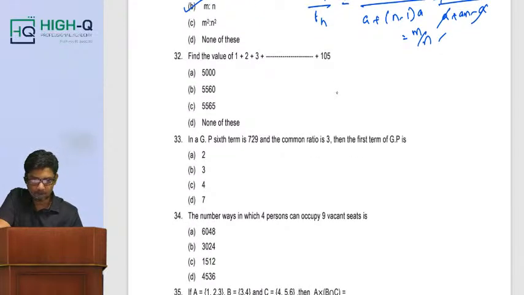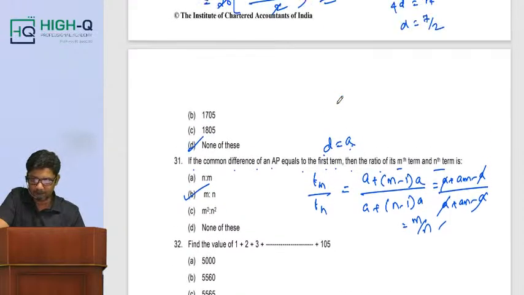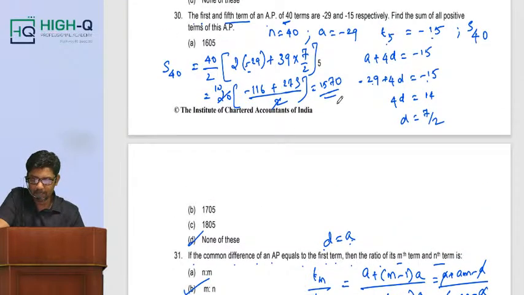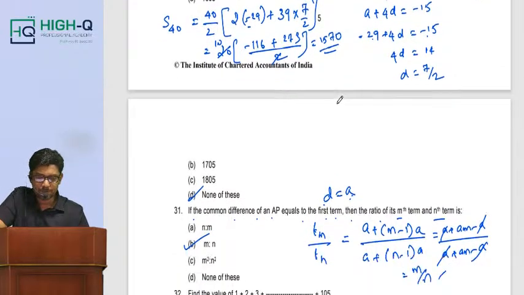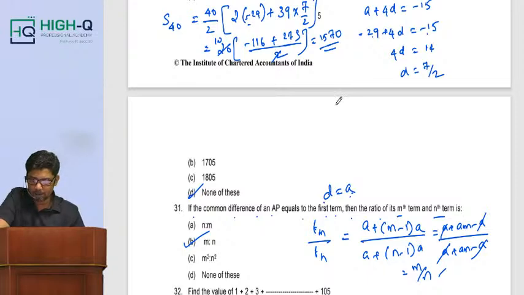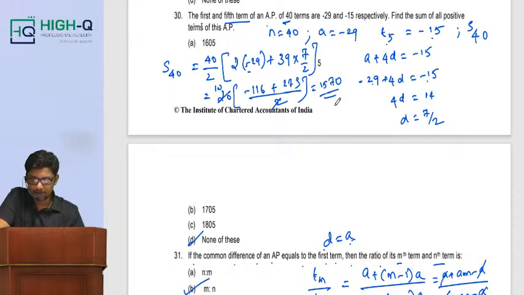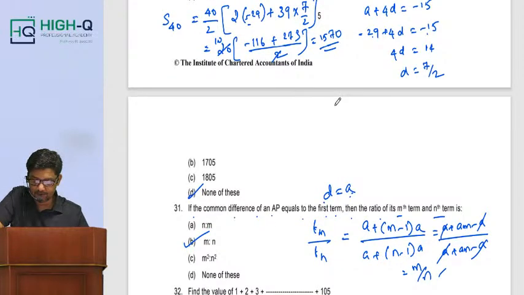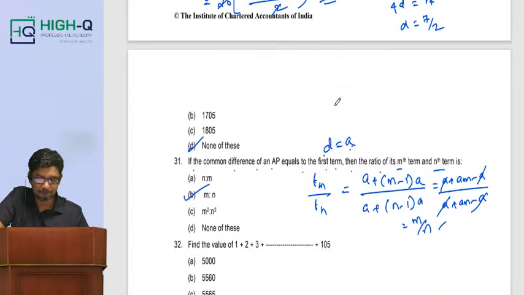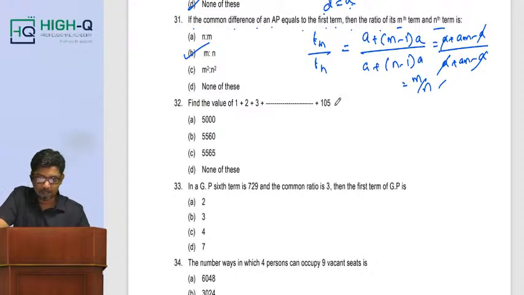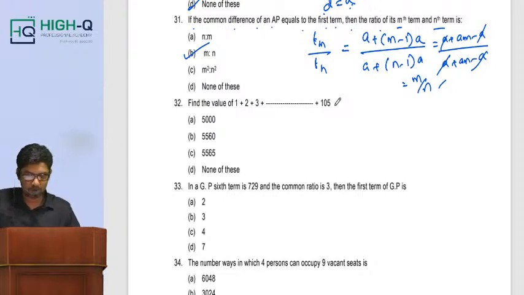Next one. Somebody gave 1705. Om Patel gave me 1705 for the previous sum. May I know how you got that 1705? I don't know how you got that. I think the rest of everyone is getting 1570. Okay. Can you please recheck, Om?